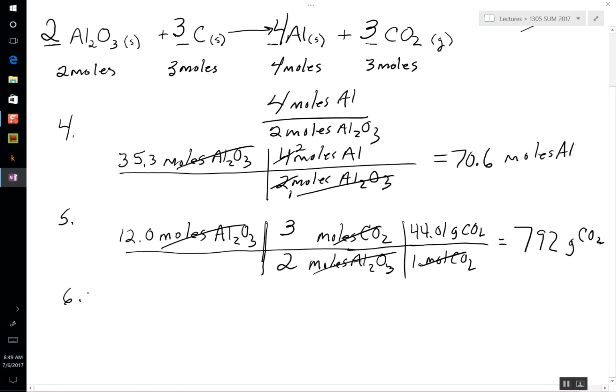All right, now 6, this is what we call stoichiometry. This is mass to mass calculations based on a balanced chemical equation. This is the mass relationships in a chemical equation. Now think about it.